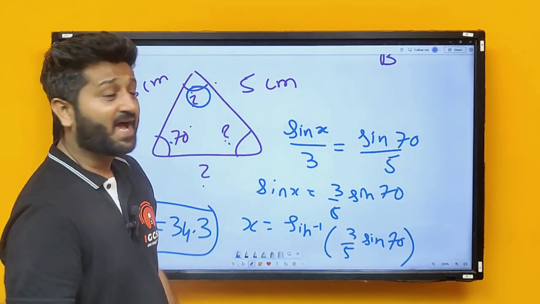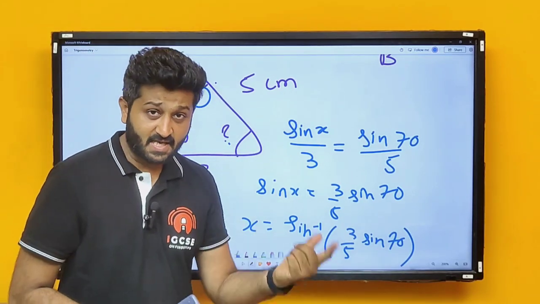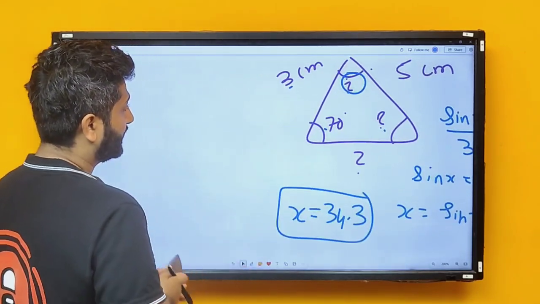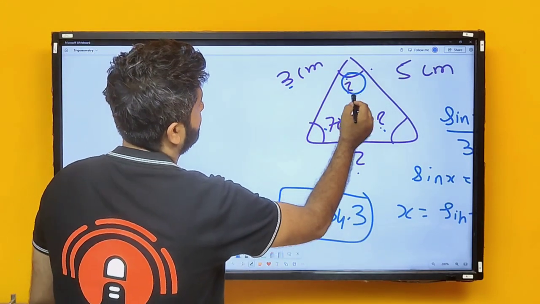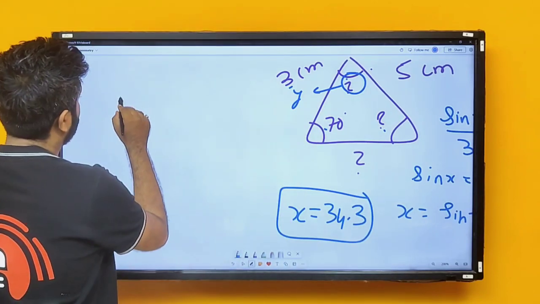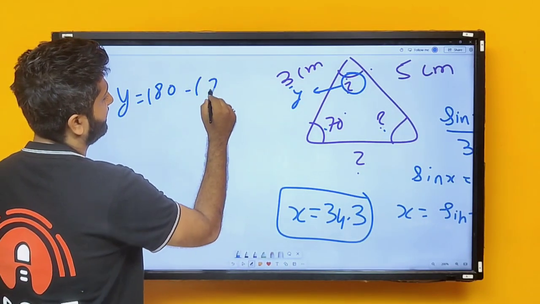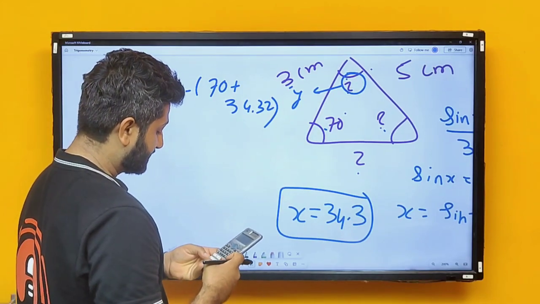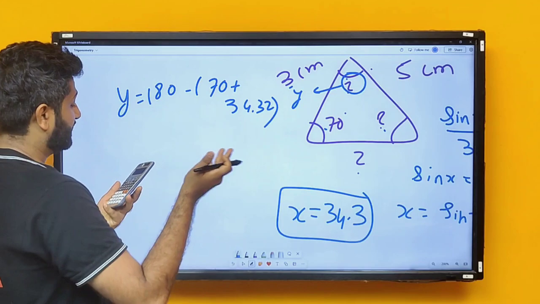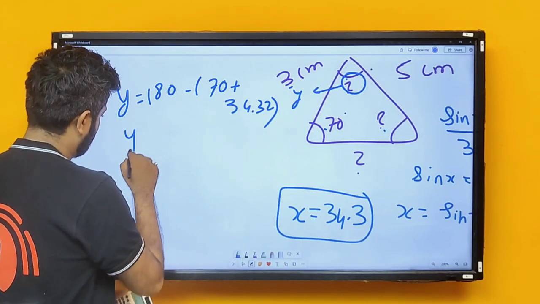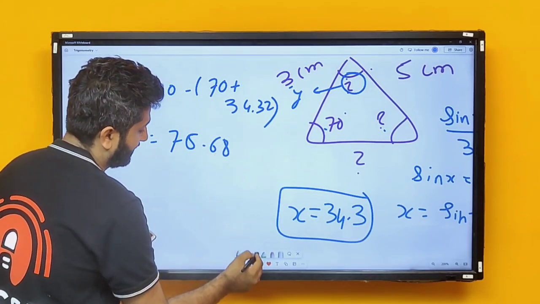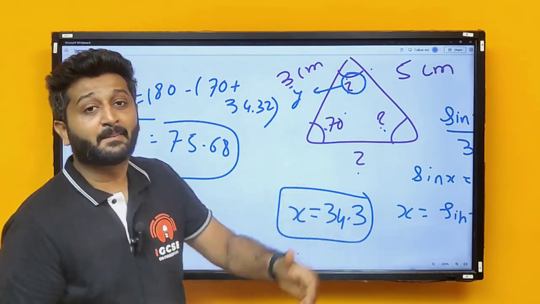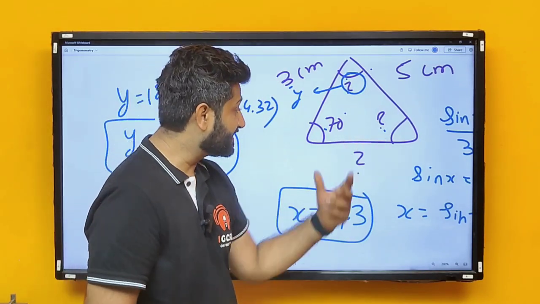I now have all the three angles. I have two sides. Can I find the third side? Yes, I can find this third side also. See, I have this as 34.3, right? So now this angle, let's say this be y. Now angle y will be 180 minus 34.32 minus 70, that is 75.67. I have this angle as 75.67. Now again, by applying sine rule, I can find this side, right? I can find this side.